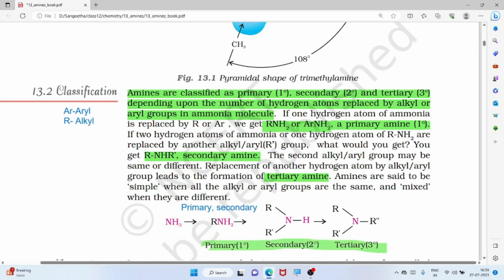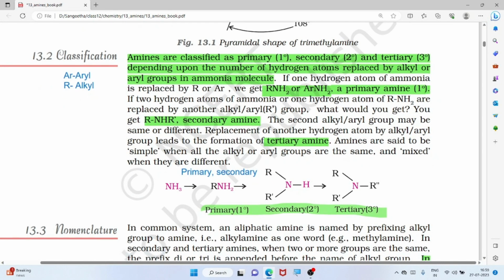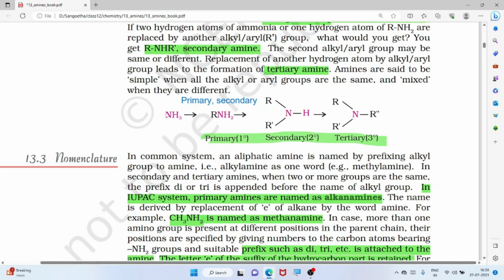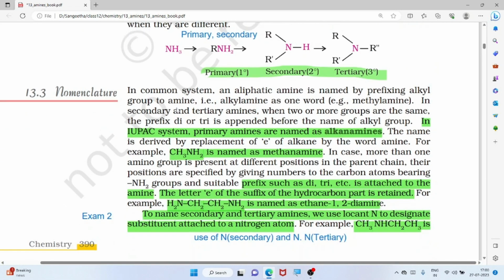Okay, amines are classified into primary, secondary, and tertiary depending upon the number of hydrogen atoms replaced by alkyl or aryl groups. If one hydrogen atom is replaced, it is primary; if two hydrogens are replaced, it is secondary; and if three, it is tertiary. This is ammonia. We replace one hydrogen atom, and this is a primary amine. This is a secondary amine, where two hydrogen atoms are replaced by alkyl or aryl groups. This is a tertiary amine, where three hydrogen atoms are replaced.